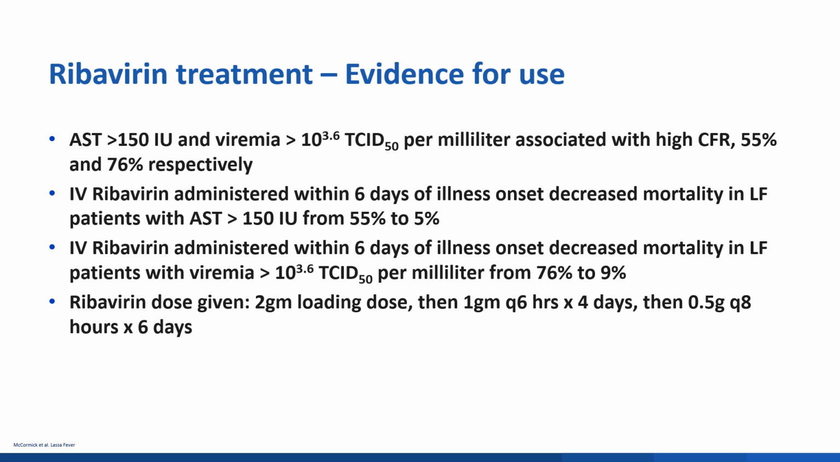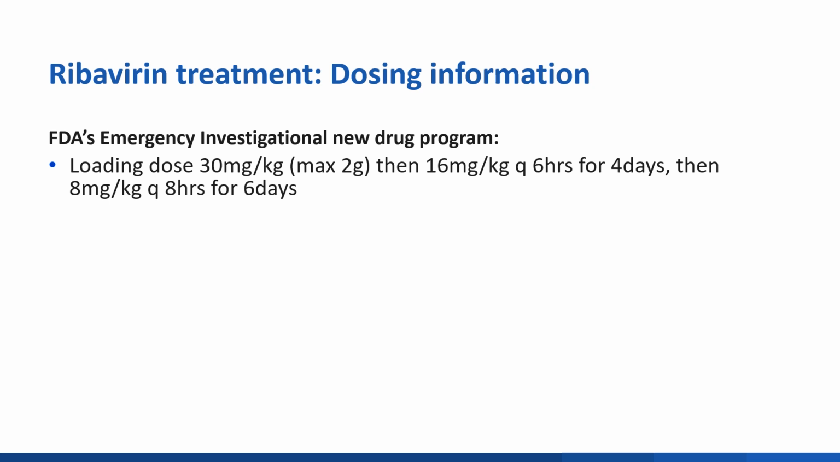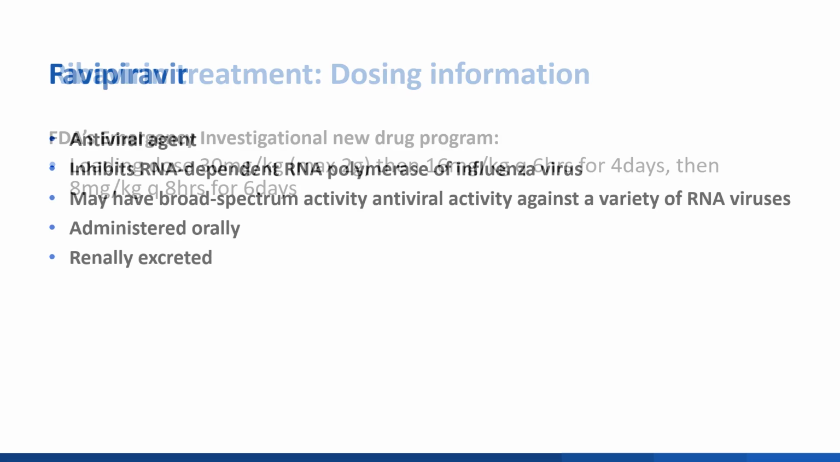The study also found that IV ribavirin administered within 6 days of illness onset decreased mortality in LF patients with viremia greater than 10 to the 3.6 TCID50 per milliliter from 76% to 9%. Here is the dosage of intravenous ribavirin administered in this study. Ribavirin for treatment of Lassa fever is available through FDA's Emergency Investigational New Drug Program. Here is the dosing information.